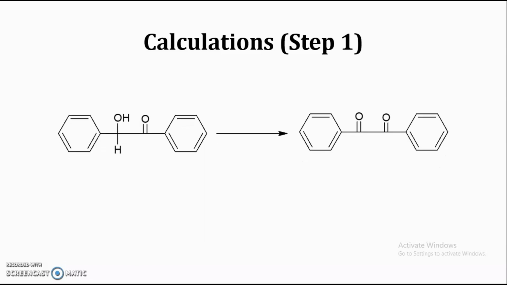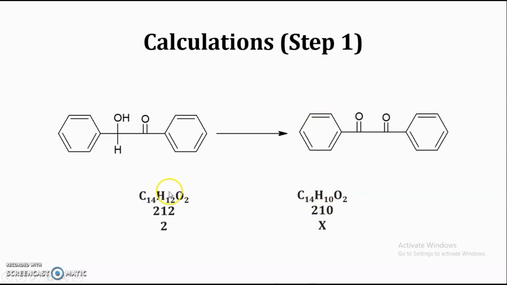Now next we will see how to perform different calculations. Here we will be focusing on the step 1 calculations. As you know, this is the reaction involved, where we have converted benzoin into benzil. Now we have to calculate the theoretical yield. So how to calculate the theoretical yield? First we have to convert these structures into molecular formulas. So what is the molecular formula of benzoin? It is C14H12O2, and the molecular formula of benzil is C14H10O2.